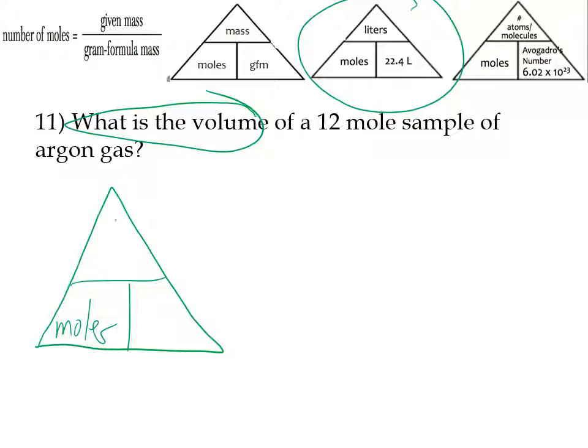The unit you're trying to get to, liters, goes up top, and your conversion factor, the 22.4, which is the number of liters in a mole of any gas, goes in the bottom right, much like GFM for the mass questions, and you see here Avogadro's number for the molecule and atom questions. I have some numbers here to plug in. It says what is the volume, so this is what we're going to be looking for. We're going to be looking for our liters up top, but we do know the number of moles because it tells us a 12 mole sample.